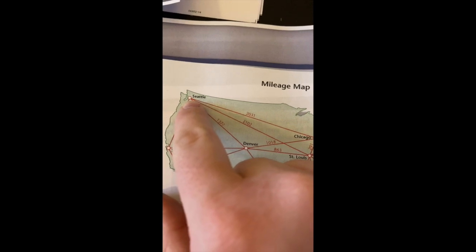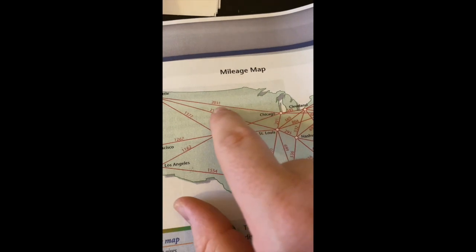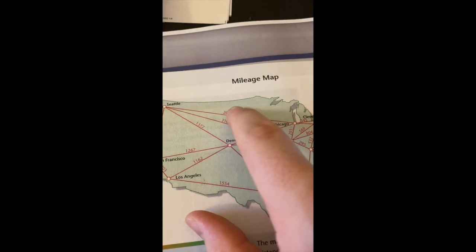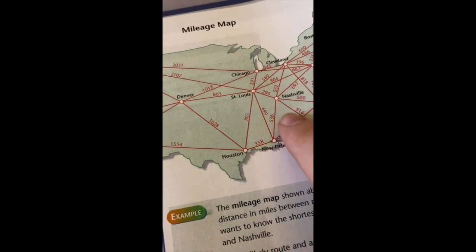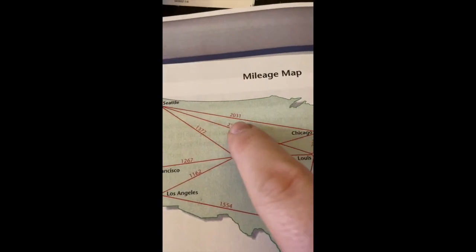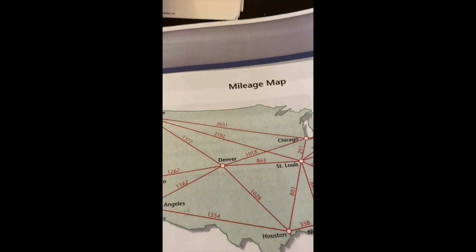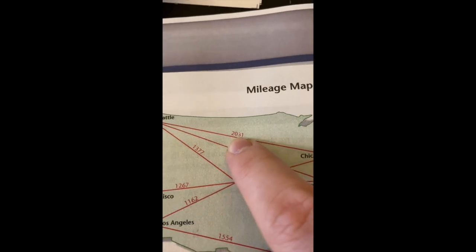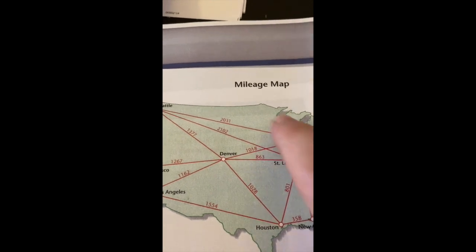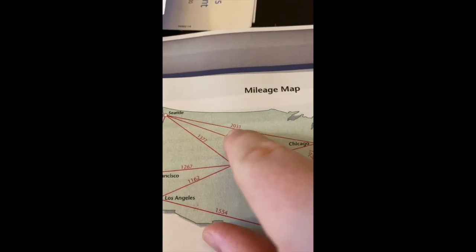For instance, look at Seattle, and we're going to follow along this line, goes all the way to Chicago. And each line has a number that is parallel, aka either on top or below the line. That number that is right next to the line is the number of miles it takes to get from one city to the other along that line. So in this instance, the number here is 2,031. So from Seattle to Chicago, or from Chicago to Seattle, the total distance is 2,031 miles.